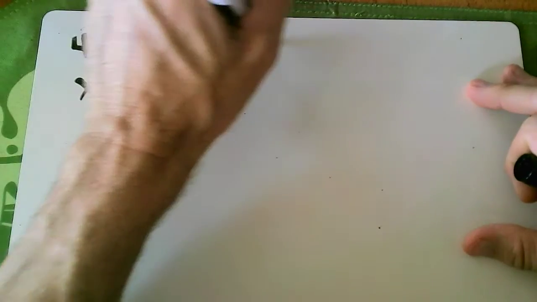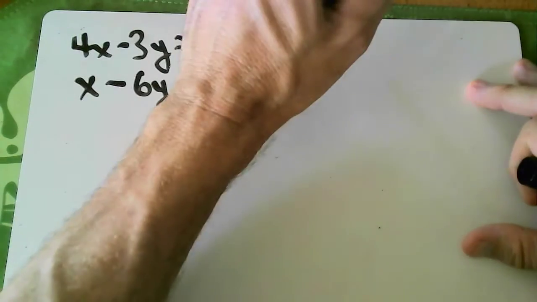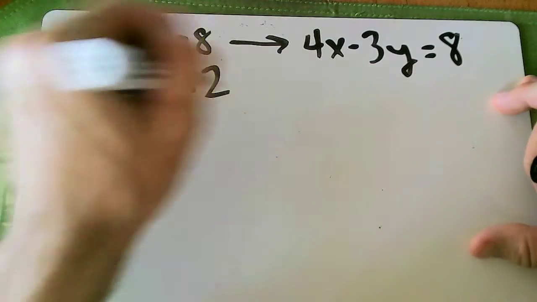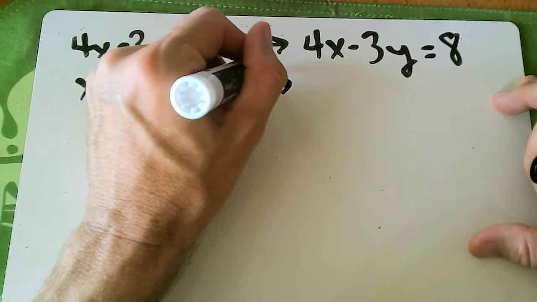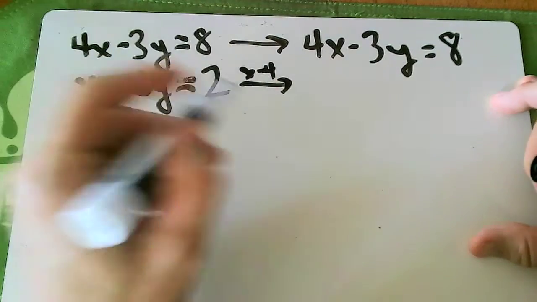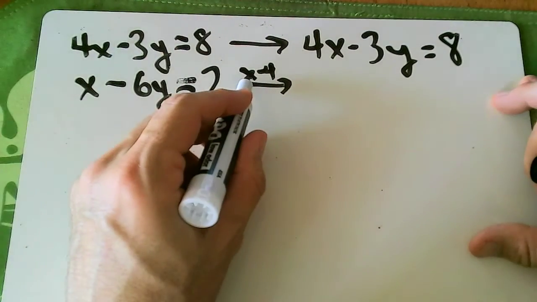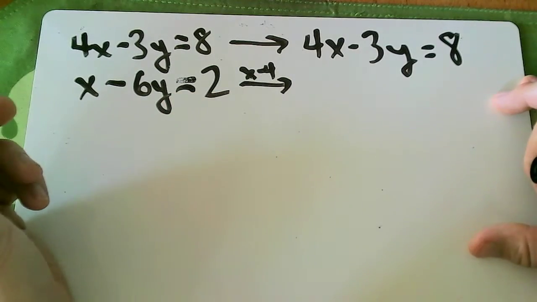So the top is just coming across. We're not going to make any changes to it. It's still going to be 4x minus 3y equals 8. The bottom, on the other hand, I am going to multiply by a negative 4. Okay? So I tell myself here, I'm going to multiply by a negative 4. Don't get confused and think it's an x. It's a multiply. So we're multiplying by a negative 4.